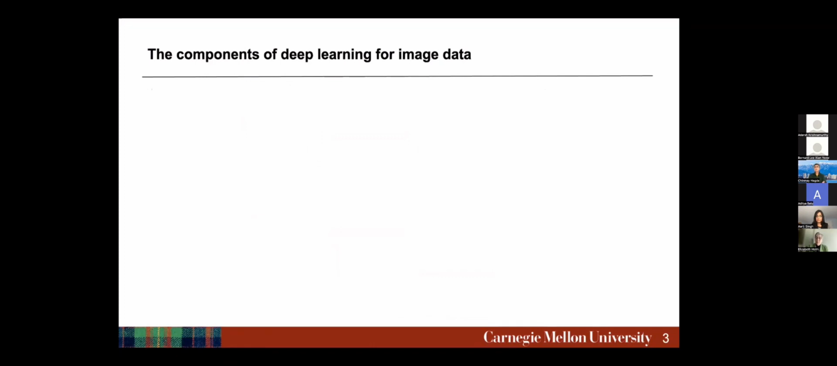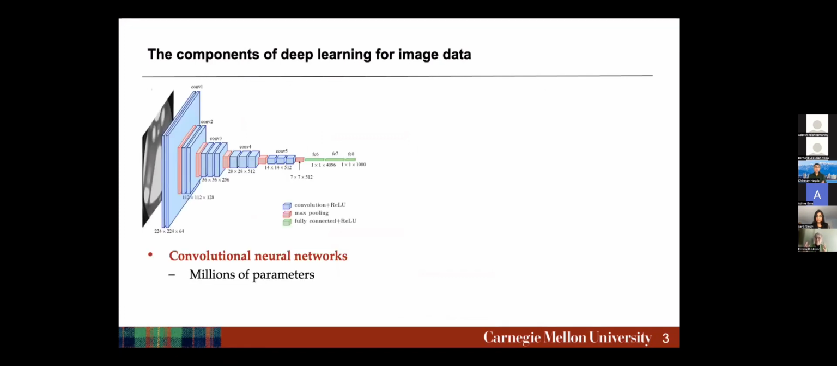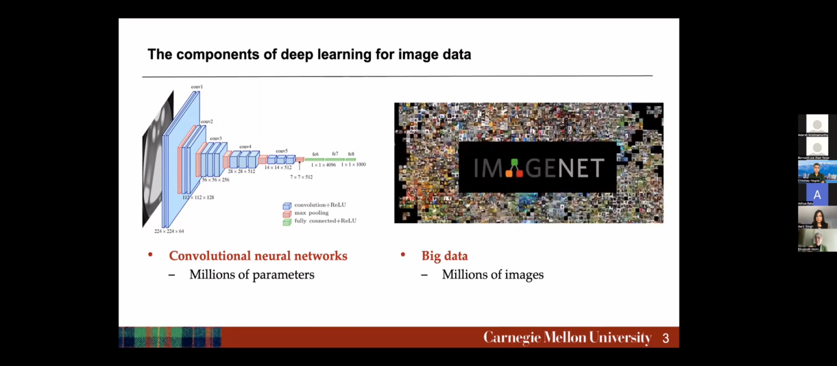Now, what are the components of deep learning for image data? We know them well. They're typically convolutional neural networks, which, as you know, involve millions of parameters in their training. And because they're big and deep, they require big data to train them. And so we typically train computer vision systems on big data image databases. ImageNet is one of the many and one of the most popular. And that means typically, since we need to train millions of parameters, we're going to need millions of images as well.